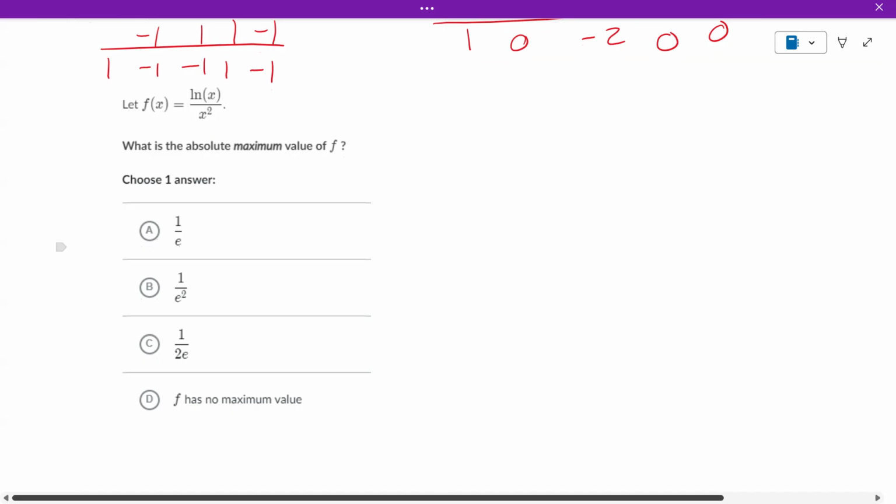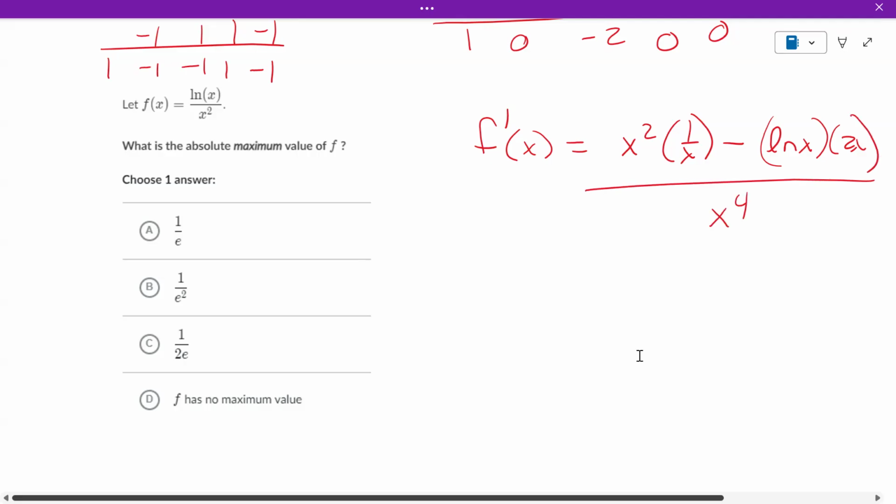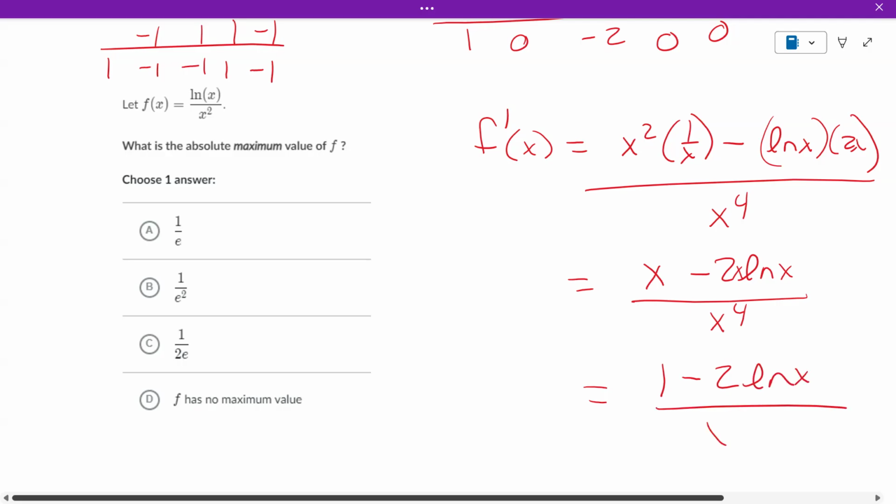Okay. For this one, what's the first derivative of this? Well, we do the quotient rule, which is x squared times 1 over x minus the ln of x times 2x, all over x to the fourth, which is x minus 2x ln of x over x to the fourth, which is 1 minus 2 ln of x. Factor out an x and cancel it with one of the x's there. Okay? So if we set this equal to 0, 1 minus 2 ln of x equals 0, how do I solve this?